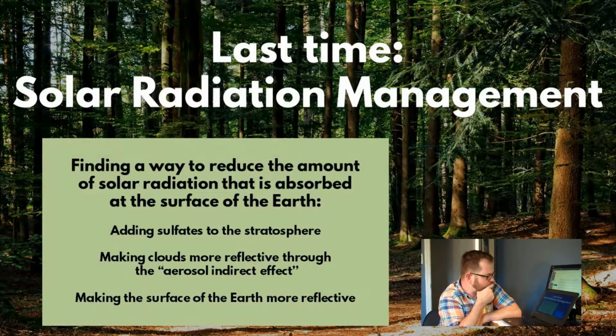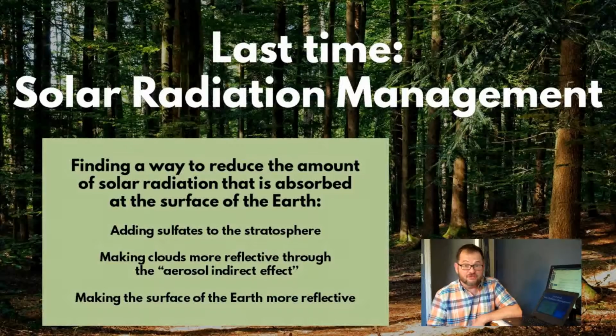We could talk about ways to make clouds more reflective by enhancing the so-called indirect aerosol effect that we learned about back in the second module of the course, where you could add things like salt aerosols and so on to the atmosphere, which increases the number of cloud condensation nuclei, particularly out over the oceans, and you end up with more of the small water droplets and fewer of the big water droplets, and those clouds are more reflective, and that would be another way to manage the amount of solar radiation that makes it to the surface of the Earth.